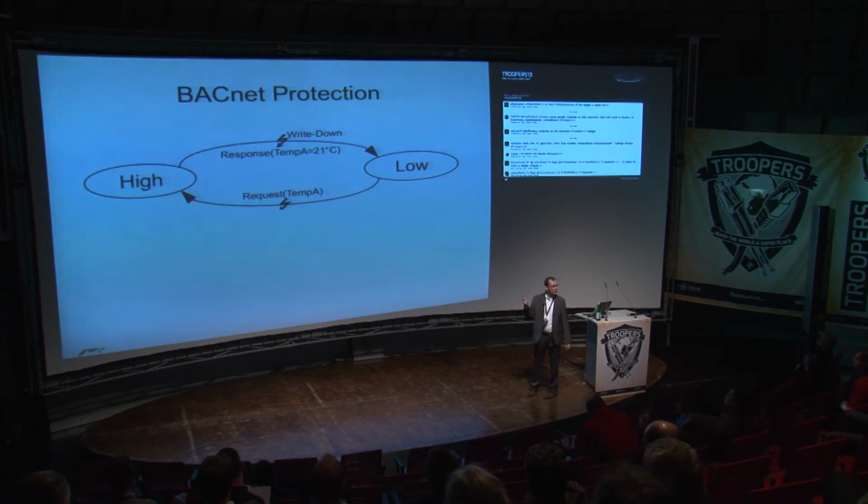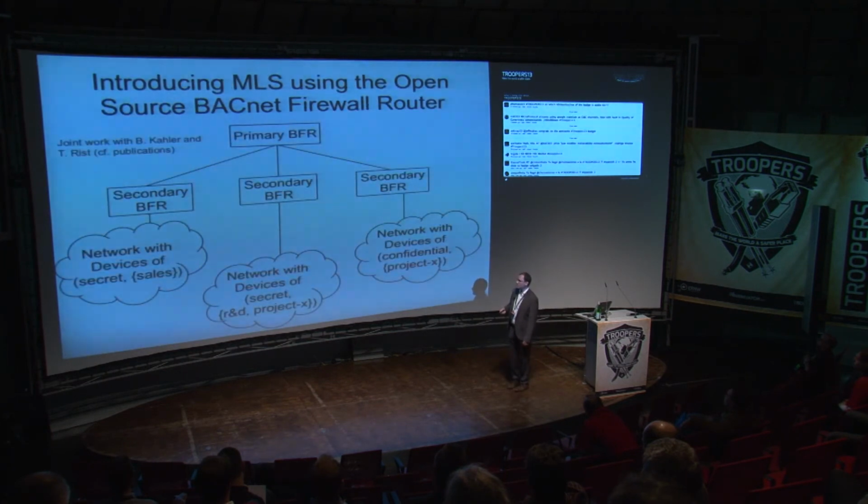What happens if a covert channel is established in a BAS is that either a write down or a read up is taking place. So my boss's temperature in his room is written down to a low user, me, the employee. I shouldn't know the temperature in his room, and I shouldn't be able to request it, so that would be a read up. In joint work with a student and a professor in Augsburg, we developed a very simple solution. The BFR is the BACnet Firewall Router. It's an open source software.